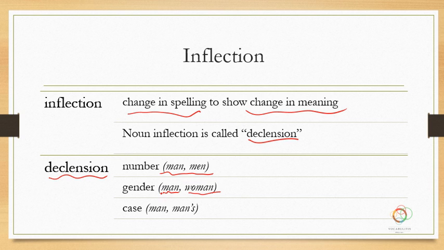Case is a special word we'll cover later. This is whether you're using the word as the subject of a sentence or the object of a sentence, or as a possessive to show possession of some object. And we do that by adding this apostrophe s to the noun. So those are different declensions of nouns.